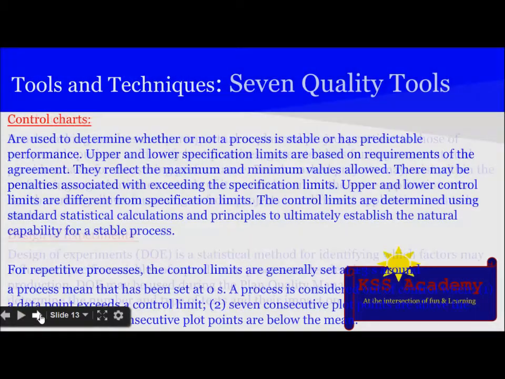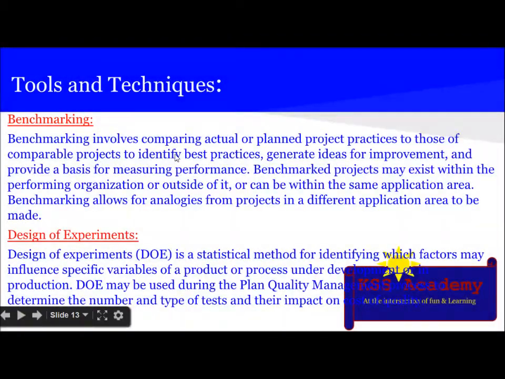The next input is benchmarking. Benchmarking involves comparing actual or planned project practices to those of comparable projects to identify best practices, generate ideas for improvement, and provide a basis for measuring performance. Benchmark projects may exist within the performing organization or outside of it, and can be within the same application area. Benchmarking allows for analogies from projects in a different application area to be made.